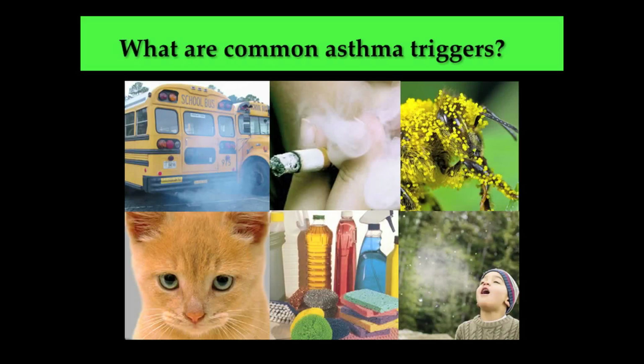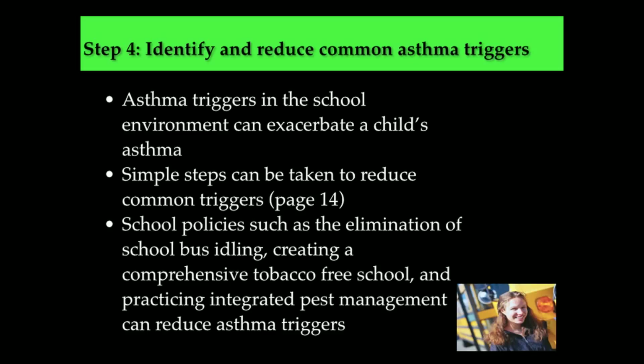Common asthma triggers in the school setting include school bus exhaust, tobacco smoke, allergens like pollen and animal dander, strong cleaning products, and cold air. Asthma triggers are different for each person with asthma, so it is important to find out which asthma triggers affect the students at your school.